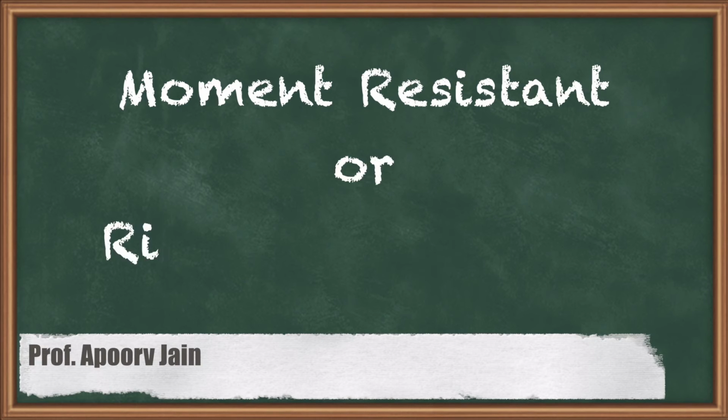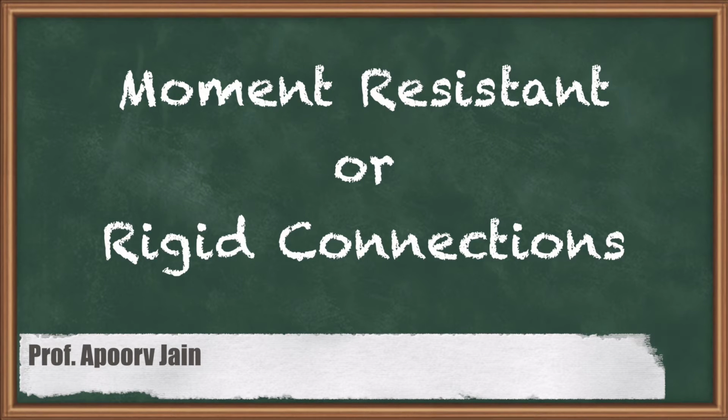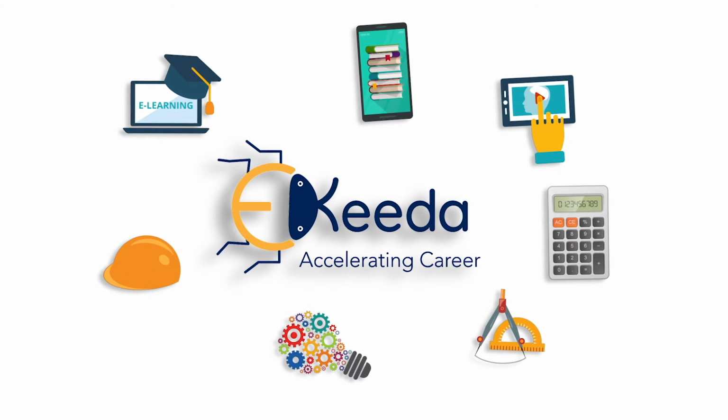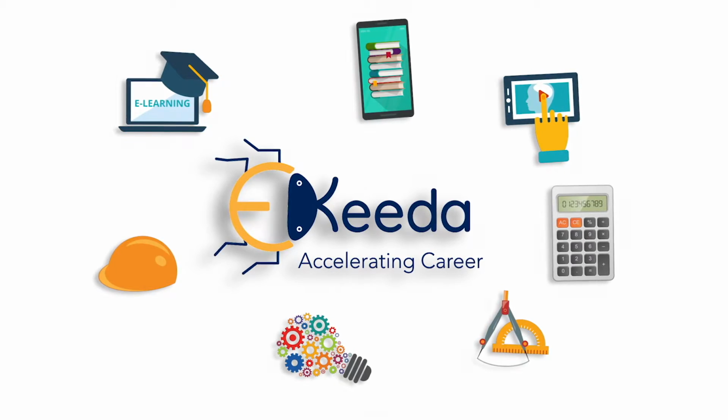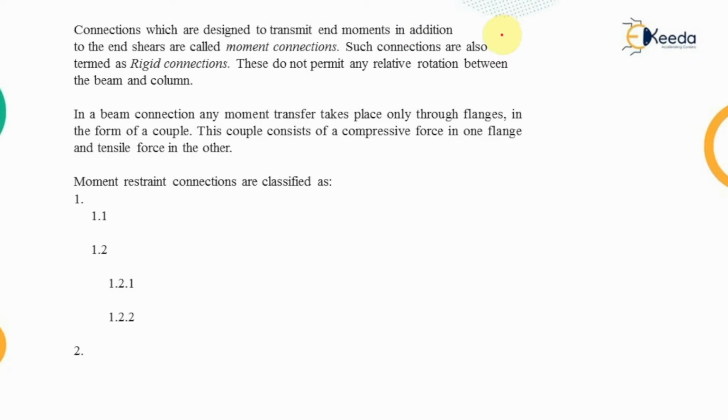Hello everyone. In this video, we are going to study the second type of simple connection, that is the moment resistant or the rigid connection. So let's start. As we have discussed in the earlier videos, the simple connections can be classified into primarily two categories: the shear connection, which was known as the flexible connection, and the moment connection, also known as the rigid connection. So the topic of discussion will be the moment connections.